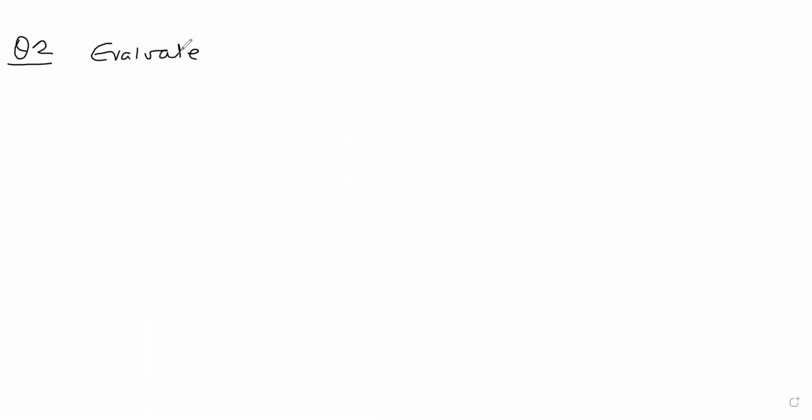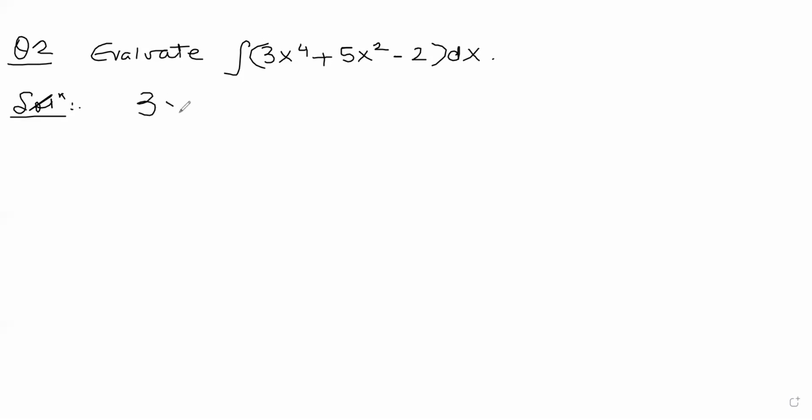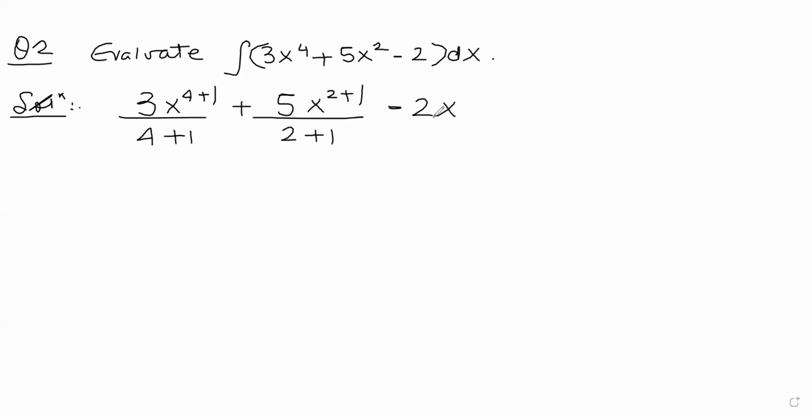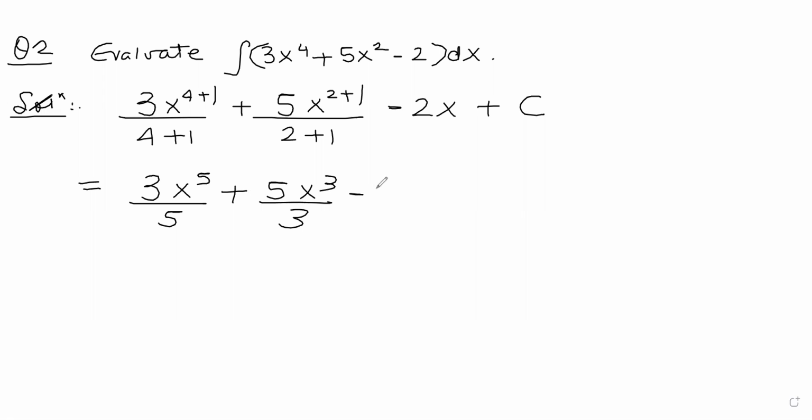Evaluate integral 3x^4 plus 5x square minus 2 times dx. Let's quickly solve this. So this will be 3x to the power 4 plus 1 upon 4 plus 1 plus 5x to the power 2 plus 1 upon 2 plus 1 minus 2x plus the constant of integration c. Remember, in indefinite integrals, your answer will always contain the constant of integration c. So I can write this as 3x to the power 5 upon 5 plus 5x to the power 3 by 3 minus 2x plus c, which is the final answer for this question.